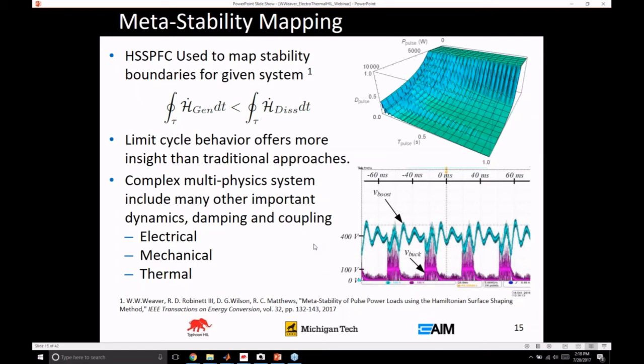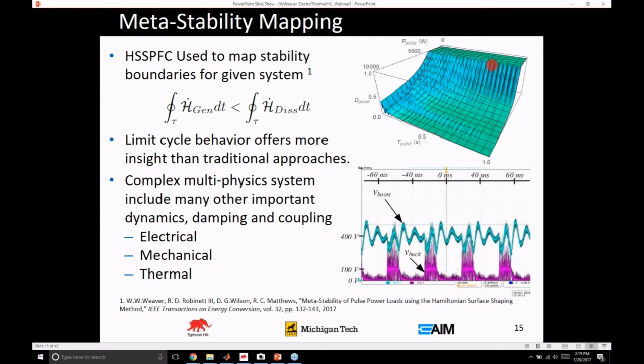You can use that Hamiltonian surface shaping power flow approach, looking at the generators and dissipators, and actually map out stability. In fact, the top right here shows a map of a simple pulse network showing stability margins. Some interesting results came from this work. Looking at this map, this plateau that you can see along the top where it looks like a little table, that's actually the power levels where the linear models apply. So if the power levels are small enough, it's always stable, but as the power levels get bigger, stability drops off, but I'm still able to operate.